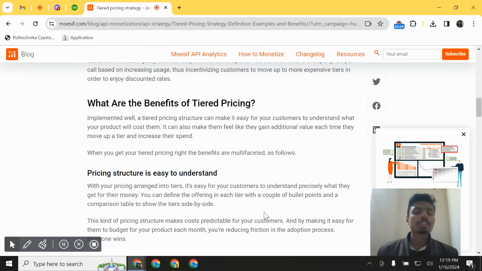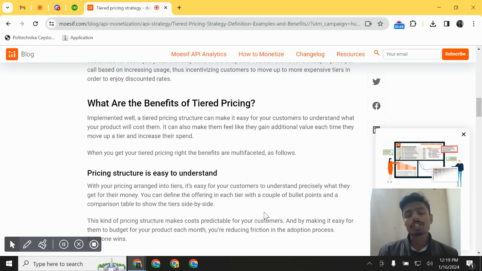So, what are the benefits of tiered pricing? Implemented well, a tiered pricing structure can make it easy for your customers to understand what your product will cost. It can also make them feel like they gain additional value each time they move up a tier and increase their spend. When you get your tiered pricing right, the benefits are multifaceted, as follows.